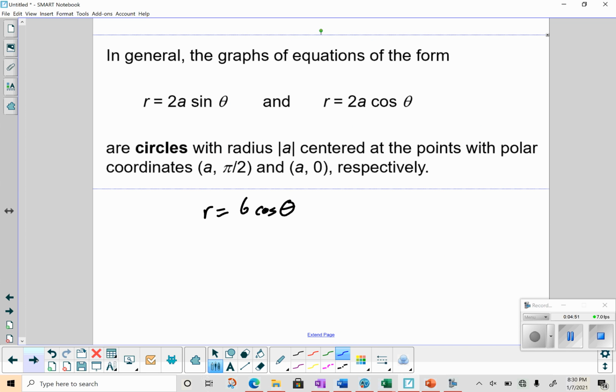So in general, the graphs of equations of the form r is equal to 2a sine theta, or r is equal to 2a cosine theta, are all going to be circles. Now, there's some interesting things with those circles.